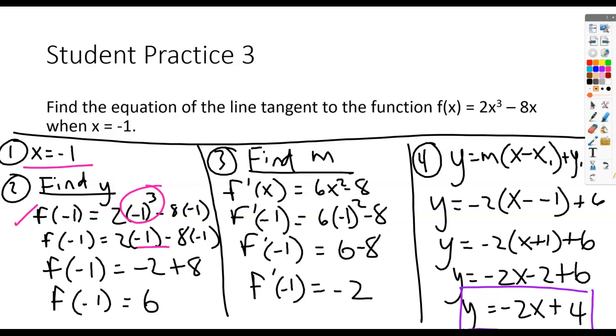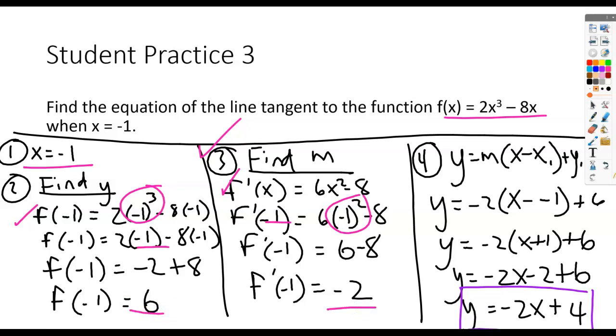Next, we move on to finding the slope. So we find the derivative first of the function given to us. The derivative is 6x squared minus 8. Next, you're going to plug in negative 1 for the x value to find the slope. You plug it into the derivative, though, this time. So powers first. Negative 1 squared is a positive 1, and positive 1 times 6 is 6. So we end up with 6 minus 8, which gives us negative 2 for our slope. So my y value is 6, and my slope is negative 2.